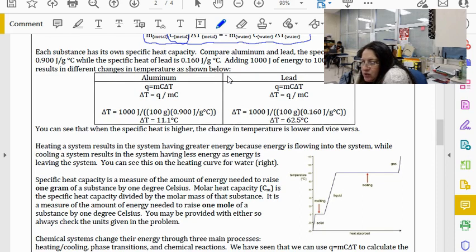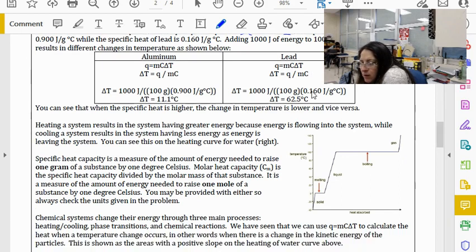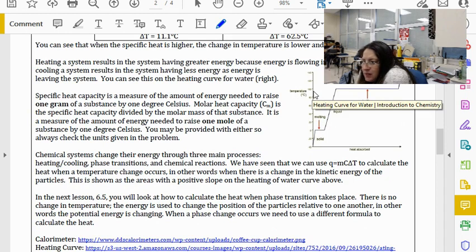So each substance has a specific heat capacity. For example, aluminum and lead, we've got aluminum here. If we had the same Q value given, we'd have the same mass of each one, but because aluminum has a higher number than lead, its temperature is going to change differently versus the lead. Okay, so you can see the specific heat is higher, the change in temperature is lower, and vice versa.